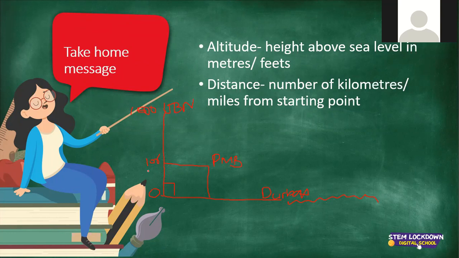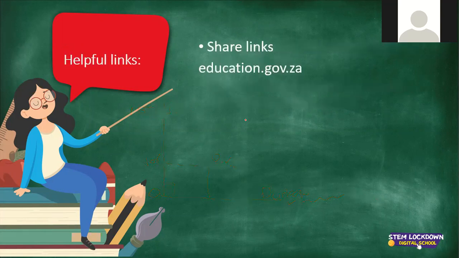So this would be your altitude, vertical height. In this case, it could be meters or feet. And then your distance, number of kilometers from the starting point. In this case, if we're talking about a race, the distance from the starting point will be in kilometers or in miles.